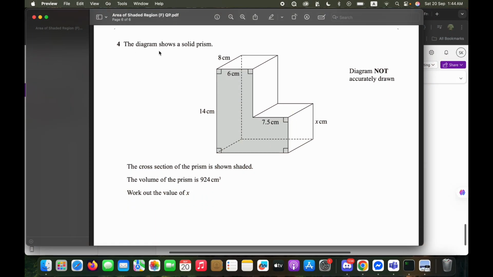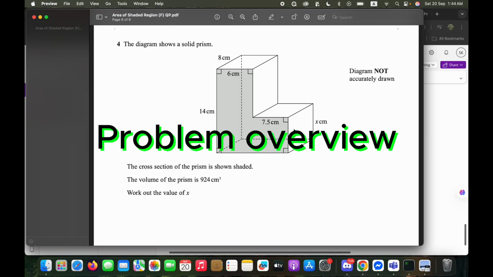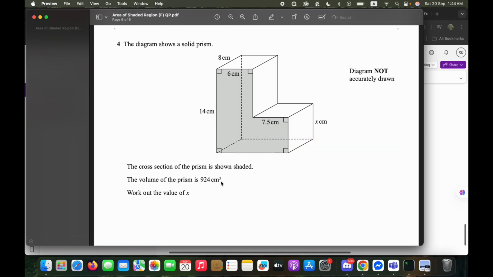It says the diagram shows a solid prism. So this is a prism. The cross section of the prism is shown shaded. So this is shaded. The entire volume of the prism is 924 centimeter cube. So you have to work out the value of X.